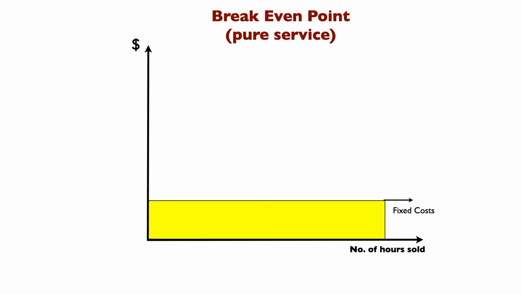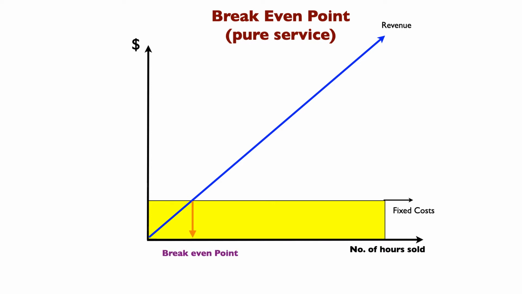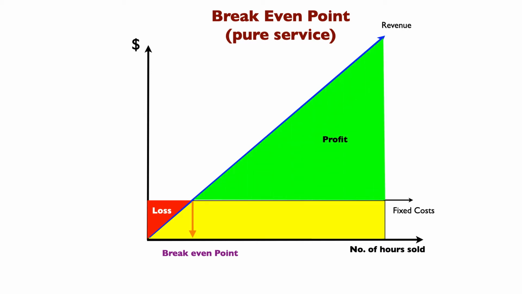You also have a revenue line. The more hours you bill, the more hours you sell, the higher your revenue will be. Where those two lines cross is the break-even point. Now you can see in this example that in the left side of the graph, the cost line is higher than the revenue line. Therefore, you're operating at a loss until you hit that break-even point. From that point on, you're operating at a profit.